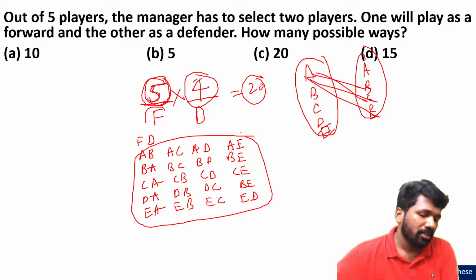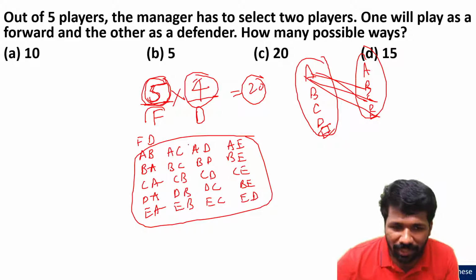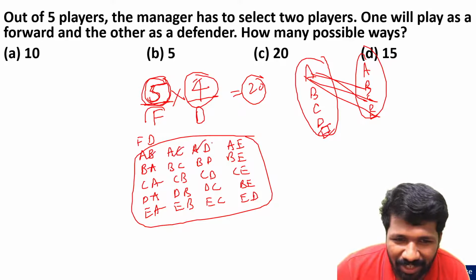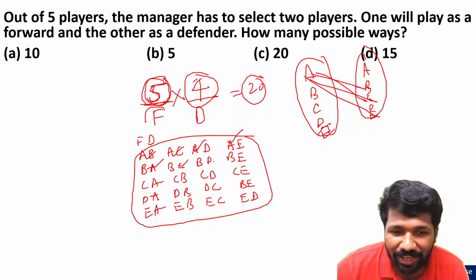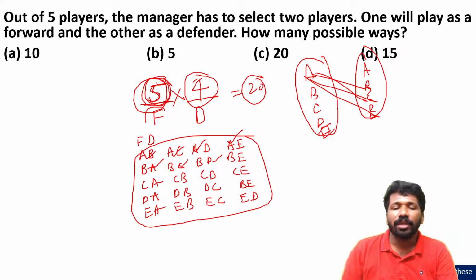In the fundamental principle of counting lecture, I told you when there are 20 balls arranged in row and column format, you will not count all 20 of them. You will just say 5 into 4, 20. Same way, counting like this is not practical in exam. That is why we are using fundamental principle of counting.